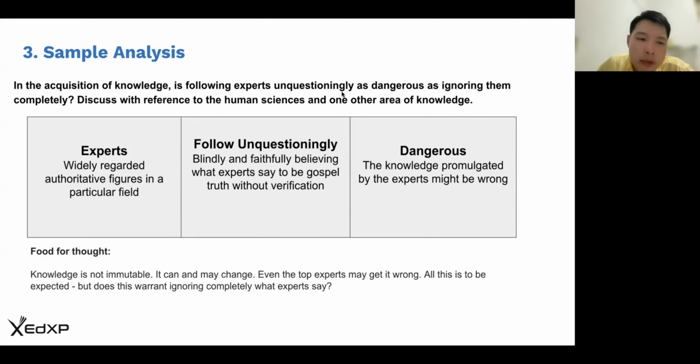Knowledge is not immutable. Immutable means it will never change. So when I say something is not immutable, I'm saying that knowledge can change. Even the top experts may get it wrong. Can y'all think of some knowledge that has changed?